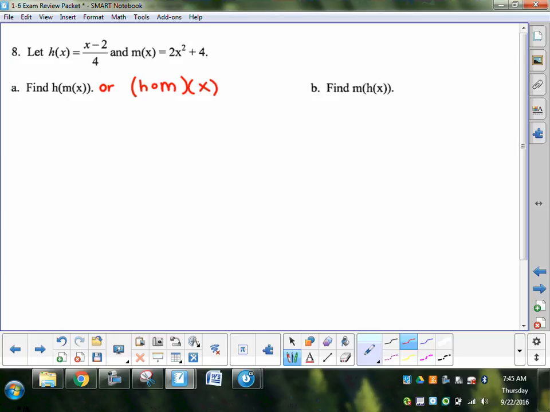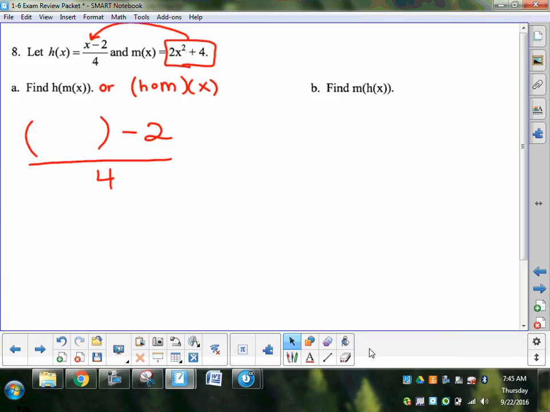Jeff, which function's getting inserted into the other? Am I putting the m inside of the h or the h inside of the m? So let's take our m function, which is right here, and everywhere there's an x, you're going to put parentheses and insert the other function in. So when we list it out, I'd say parentheses minus 2 all over 4, and in that parentheses spot, I'm going to insert the other function, which is 2x squared plus 4.